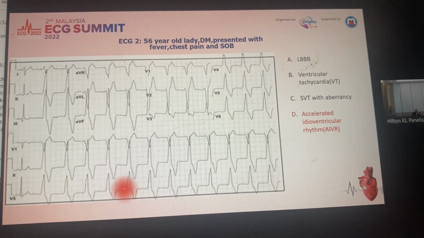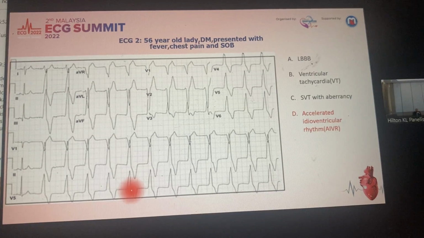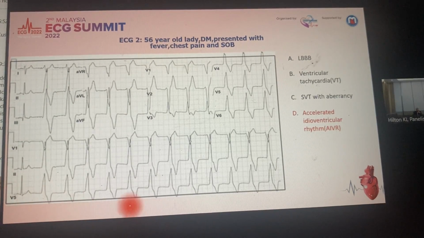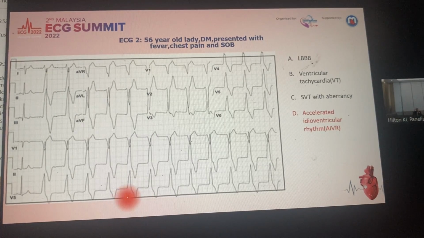But look at the rate. The rate is not achy, all right? It's a broad QRS, but the rate is not achy. The rate is around 70 to 80 beats. And you can see here, this is a normal sinus beat. So this is an accelerated rhythm that comes from the ventricle.